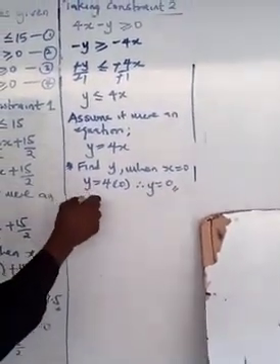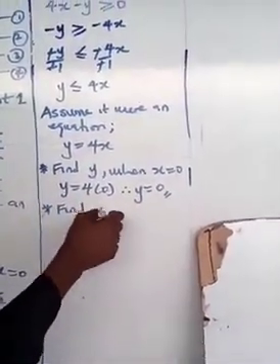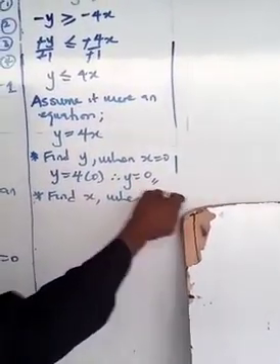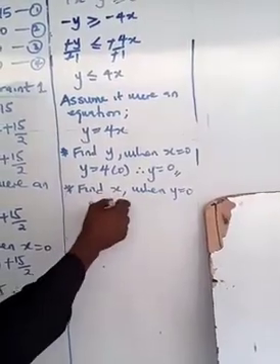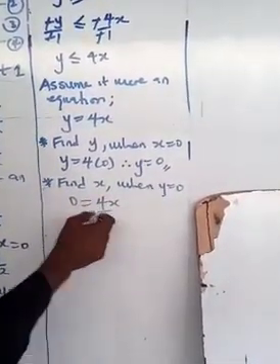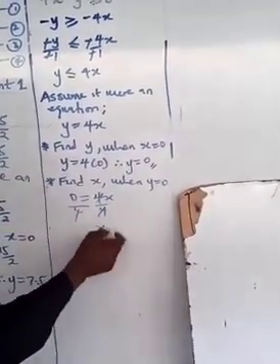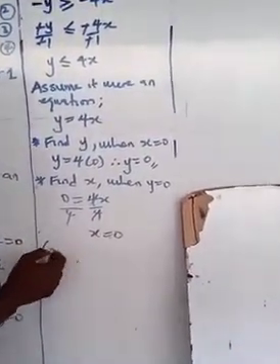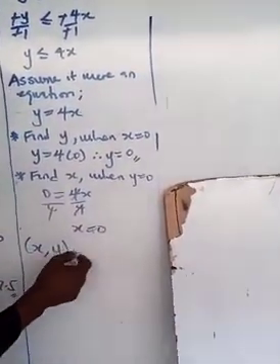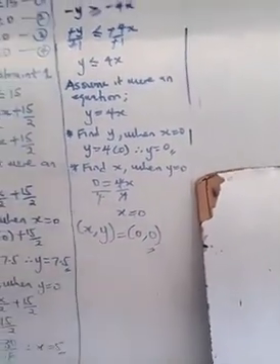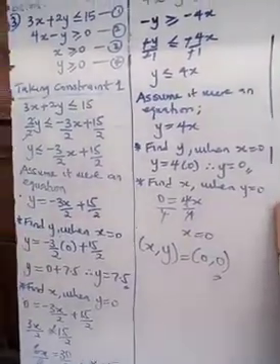And find x when y is 0. So we have 0 equals to 4x. If we divide both sides by 4, that means x equals to 0. So that means this constraint is at the origin. Well, it's a question, so we don't doubt it. So it's going to be x is 0, y is 0.